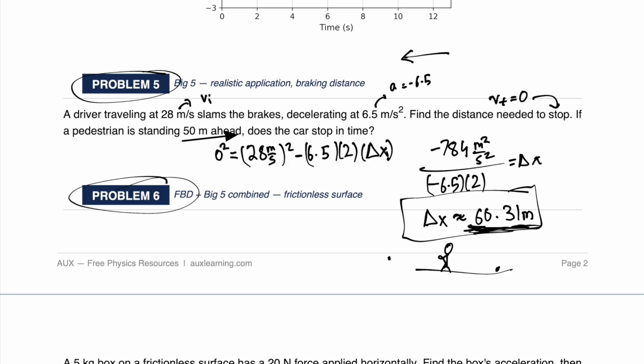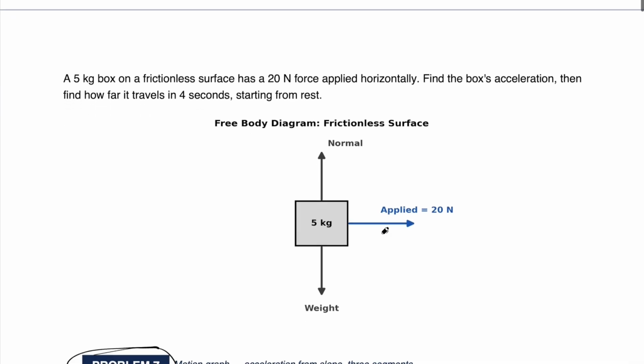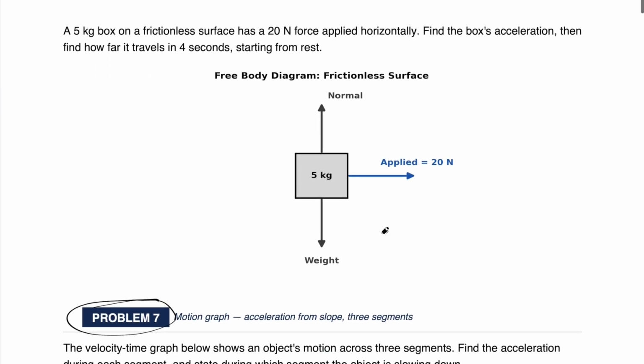Now let's look at problem 6. Another free body diagram. A 5 kg box on a frictionless surface has a 20 newton force applied horizontally. Find the box's acceleration, then find how far it travels in 4 seconds, starting from rest.